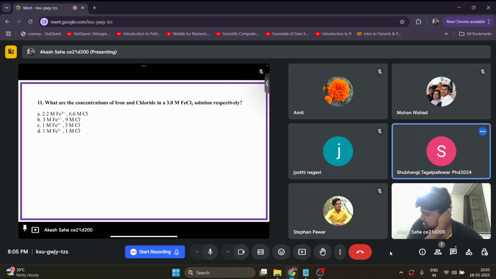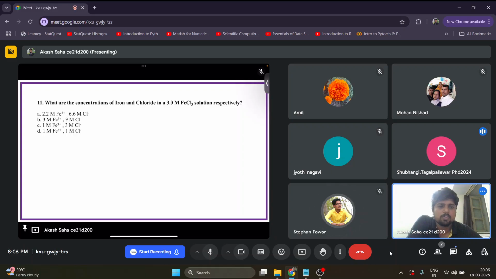Yes, the ratio is 1:3, but by ratio we mean that per mole of FeCl3, we will have 1 mole of Fe3+ and 3 moles of Cl minus. Now here the number of moles itself is 3, because it's a 3 molar solution. So Fe will become 1 into 3, 3, and Cl minus will become 3 into 3, 9. So the correct answer is 3 molar Fe3+ and 9 molar Cl minus. Is it clear to all of you?